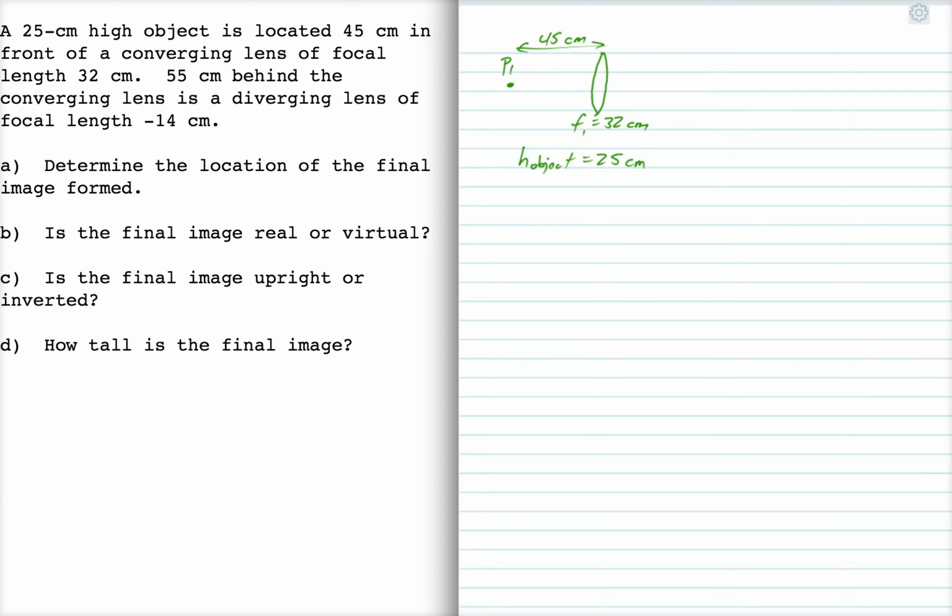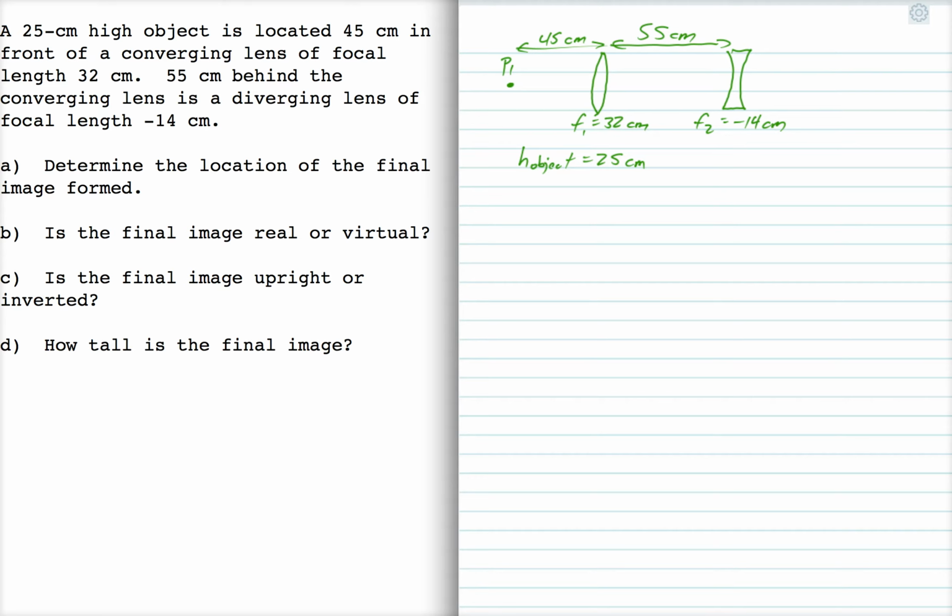Alright, and then 55 centimeters behind the converging lens is a diverging lens. Here, that guy has a focal length of minus 14 centimeters. And that distance is 55 centimeters. Okay, and we want to know where's the final image. And we want to know, I guess, the height of the final image and all that stuff. So let's see what we can do here.